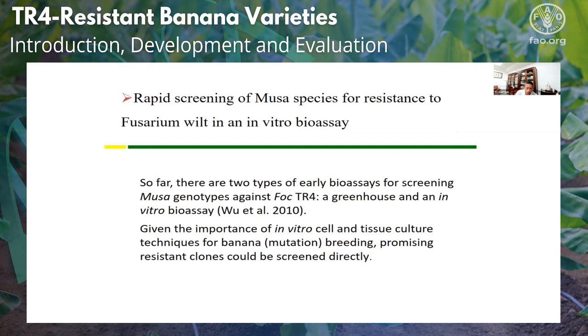We also developed some very good screening technology, by Dr. Wu. We call it rapid screening of banana species for resistance to Fusarium in vitro bioassay. So far, there are two types of early bioassay for screening banana genotypes against tropical race 4: a greenhouse and/or in vitro bioassay. So this is a very good technology. I will introduce it next, please.